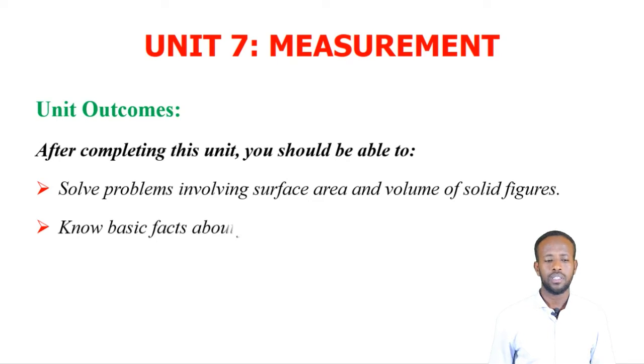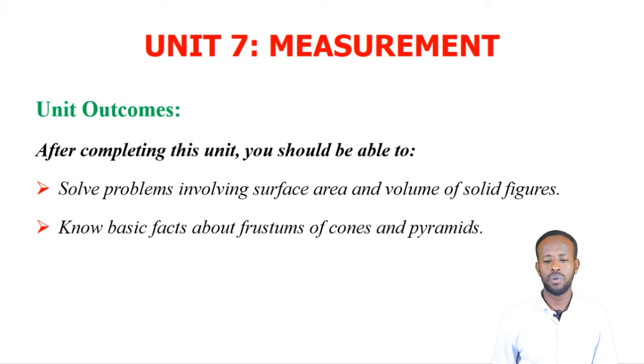Second, you should have to know basic facts about frustums of cones and pyramids. What else are you expected to know? Basic facts about what? Frustums of cone, frustums of pyramid. There are two types of frustums that we will learn: frustum of pyramid and frustum of cone. Therefore, you are expected to know the basic facts about this. It will be new to you. My dear, these are the outcomes that you are expected after you finish this unit.